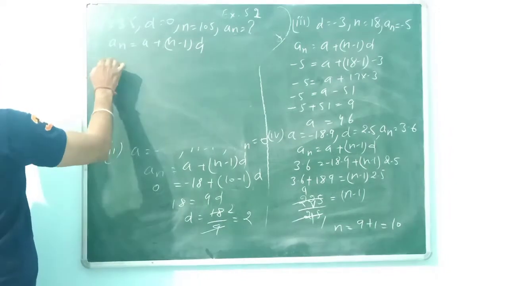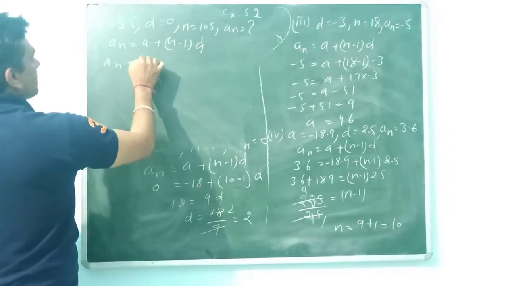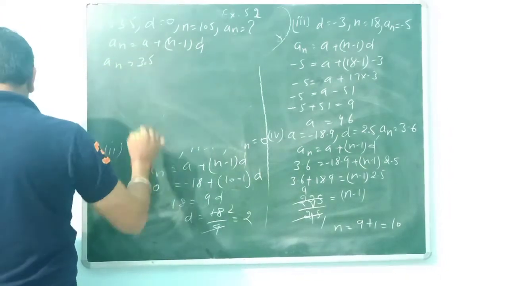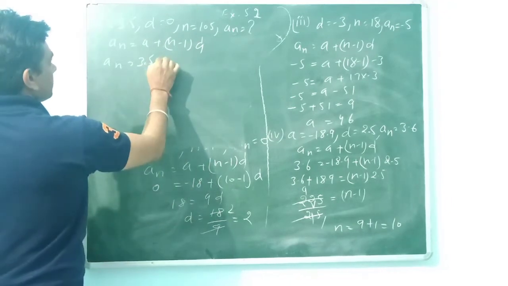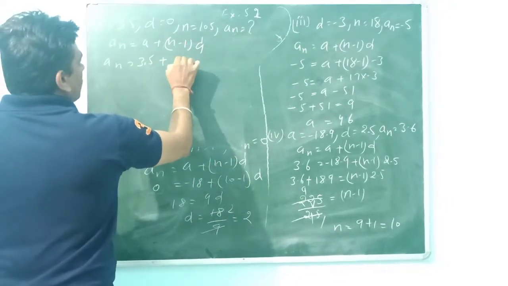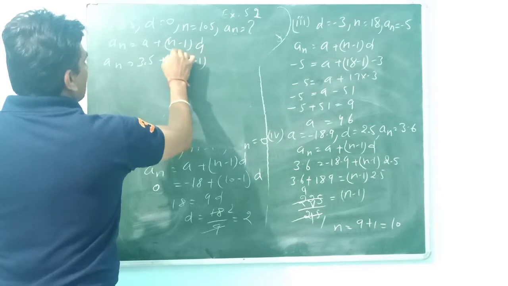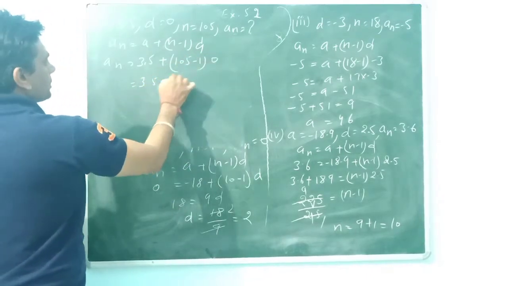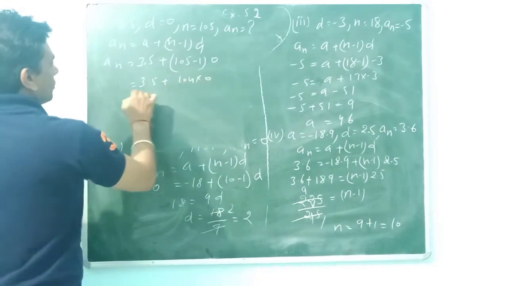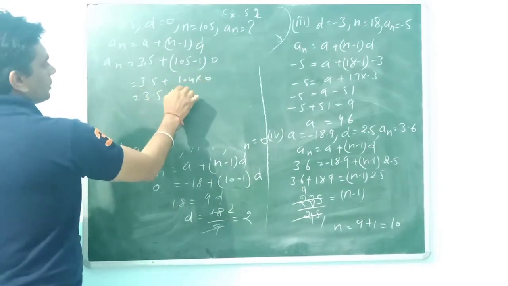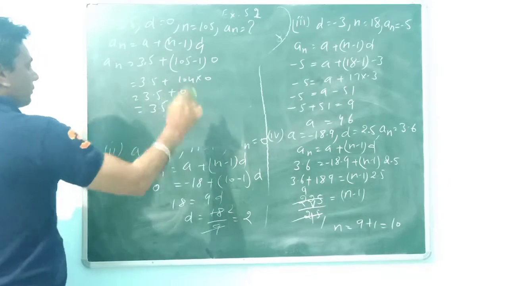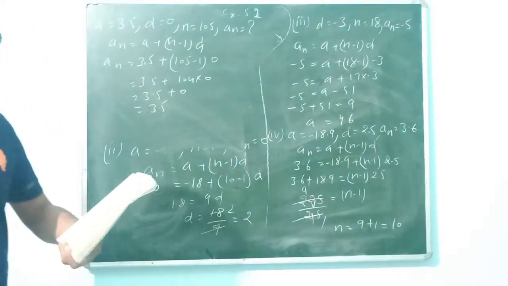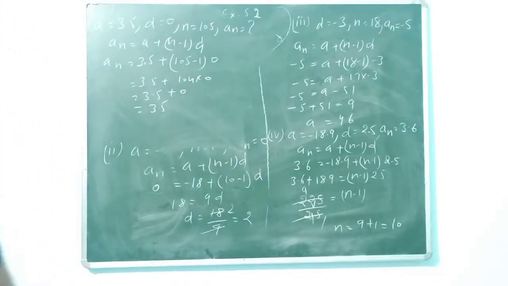An we have to find. A is 3.5. N is 105 minus 1 and D is 0. 3.5 plus 104 into 0. 3.5 plus 0 is 3.5. Now move to question number 2.